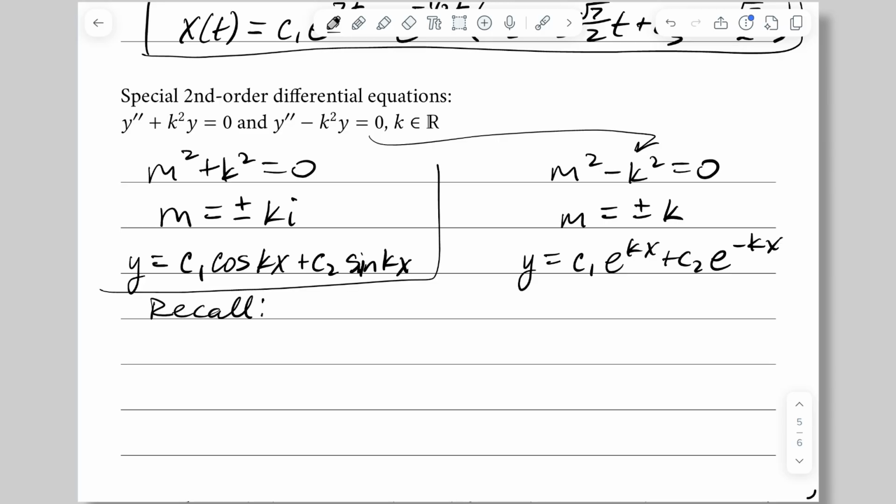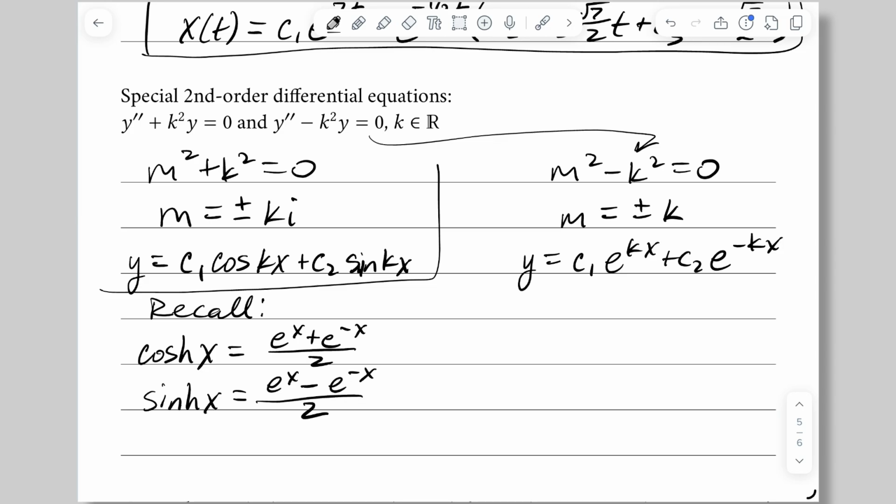I'm going to say recall, just in case you have actually seen hyperbolic functions. The hyperbolic cosine of x is e to the x plus e to the negative x, over 2. The hyperbolic sine of x is e to the x minus e to the negative x, over 2. I'm not going to get into what all these are. Either you've seen them or you haven't. If you haven't, here are two functions that show up as particular sums and differences of exponential functions. If you have seen them before, then you've seen them before.